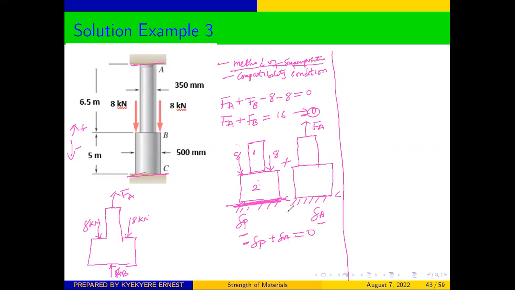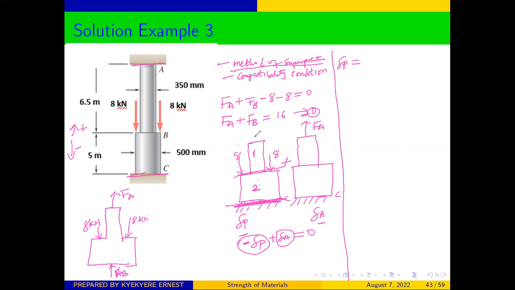So once you have been able to do that, now let us try to determine the deformation as a result of the external force and the deformation as a result of the reaction and the support. So first of all, let's determine the deformation dP as a result of the external forces. So if you want to get the P, we are going to divide this whole structure into two. We have section 1 and section 2.